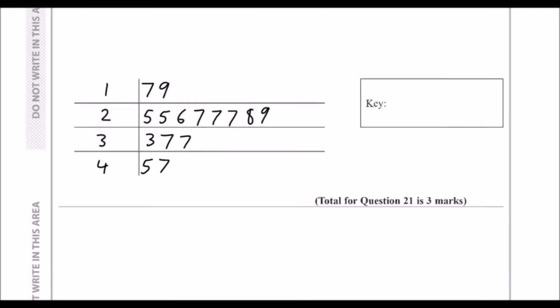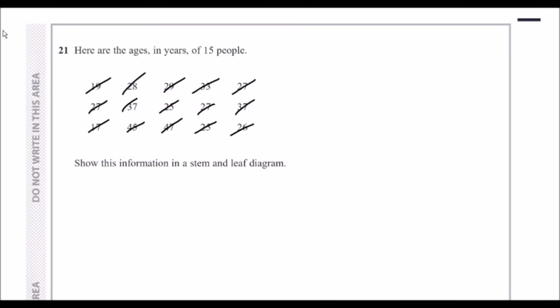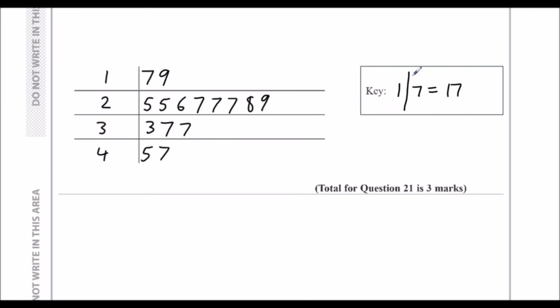So they're all crossed off. There should be 15 here. 1, 2, 3, 4, 5, 6, 7, 8, 9, 10, 11, 12, 13, 14, 15. And then we'll just fill in the key. So 1, line 7 is 17. And we'll write the units. They are, well, years. 17 years.